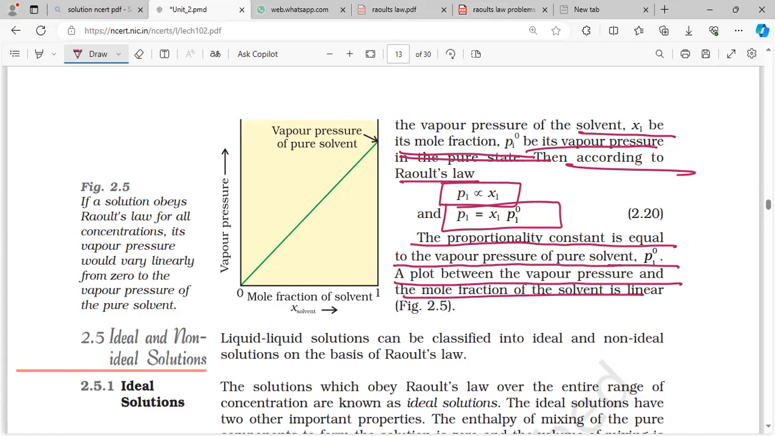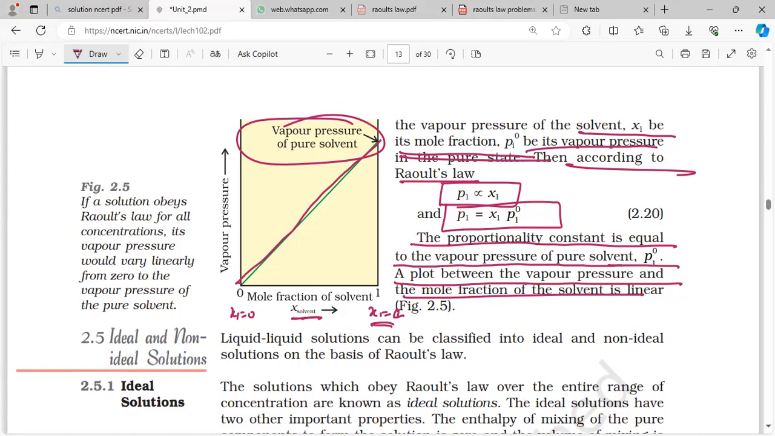So here, this is the solvent only. Here x1 is equal to 0 and x1 is equal to 1. When the mole fraction increases, the vapor pressure also increases. So this is the vapor pressure of the pure solvent. Yesterday we did this one. Are you getting this? Yes, sir.